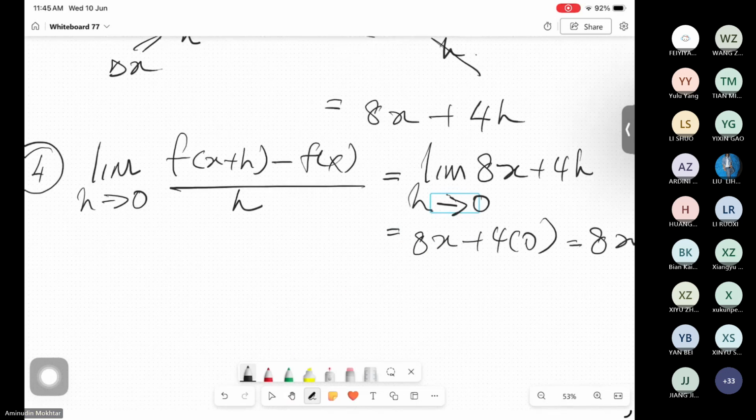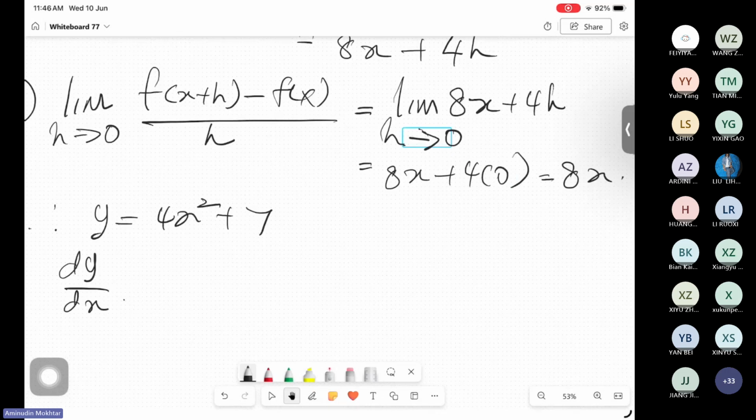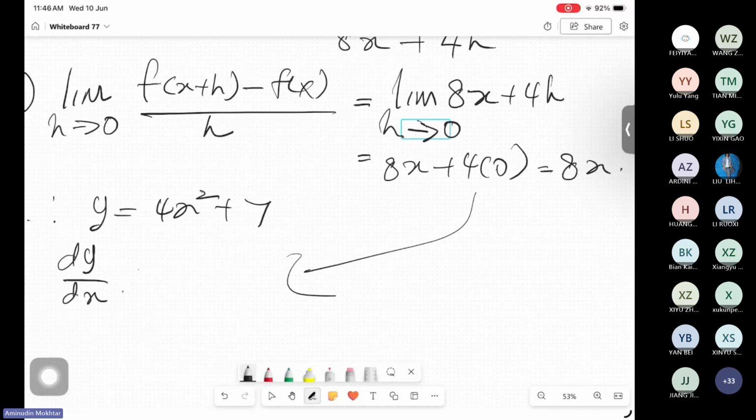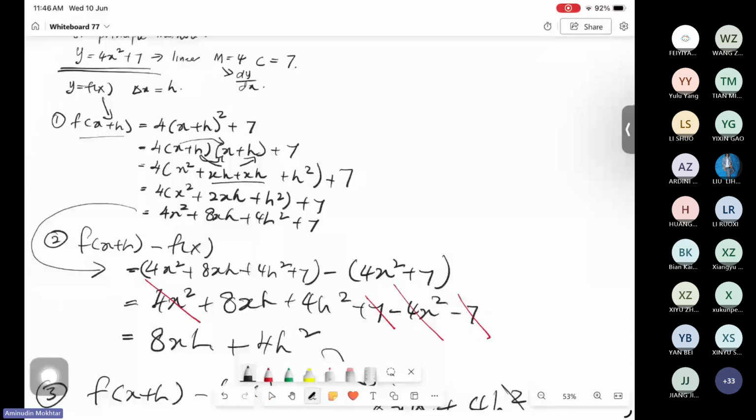So in conclusion, we can say that if y equals 4x squared plus 7, dy/dx, based on the rule of differentiation, equals 8x. Okay, that is the answer.